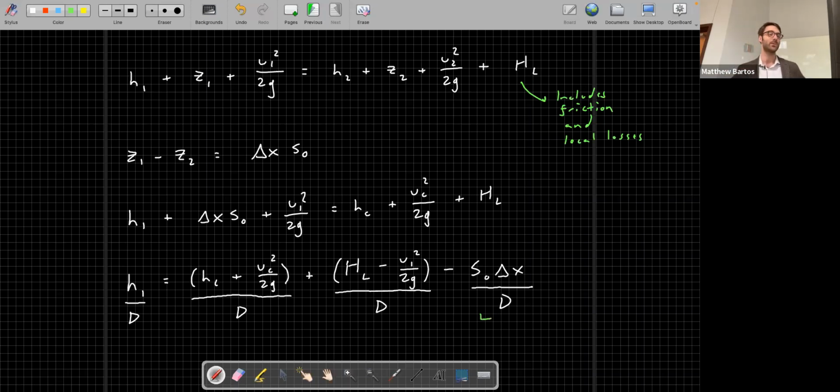Okay, so we're going to apply empirical formulas to determine each of these terms. So this term and this term here with the head loss, we are going to apply a couple of empirical formulas to estimate those two terms because we can't determine them analytically. Okay. So first, let's take a look at this term here, which includes the head losses and the velocity at the upstream end.